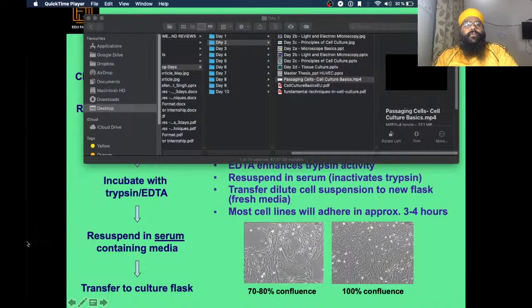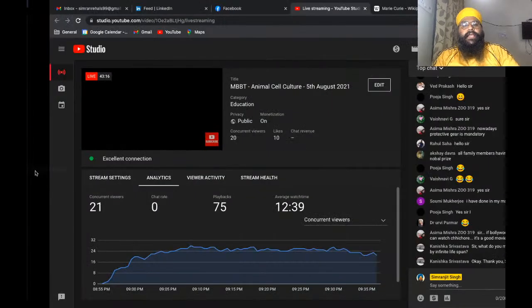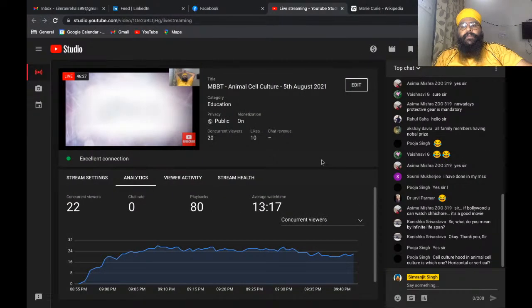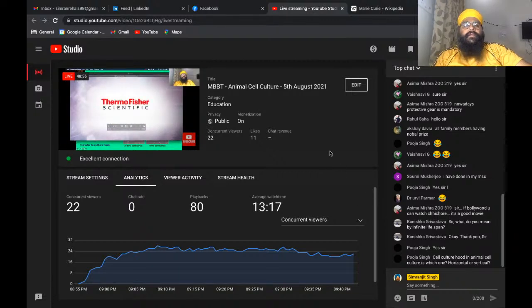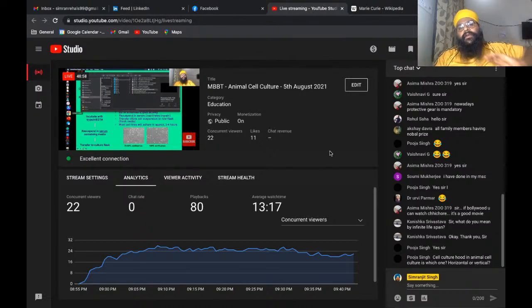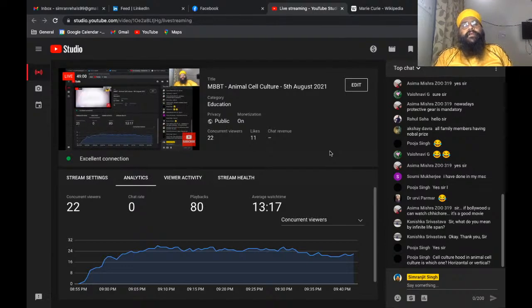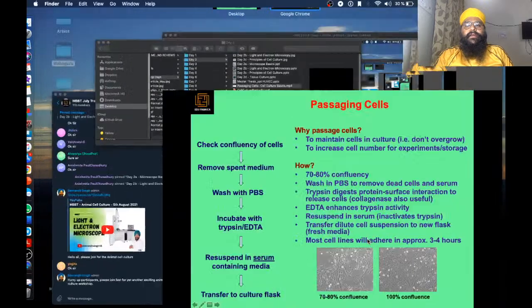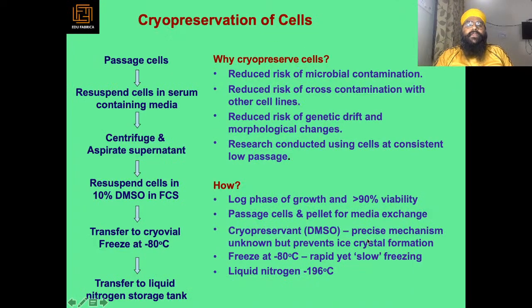So I hope this video has cleared you from any perspective. It's a horizontal one. So you can passage these cells on normal basis like this. Then cryopreservation. After passaging, you can do cryopreservation.